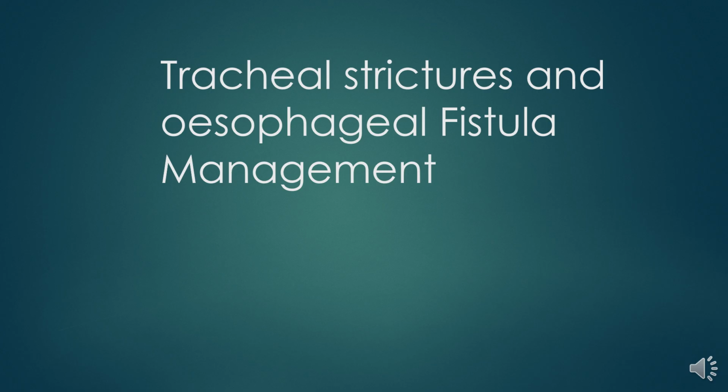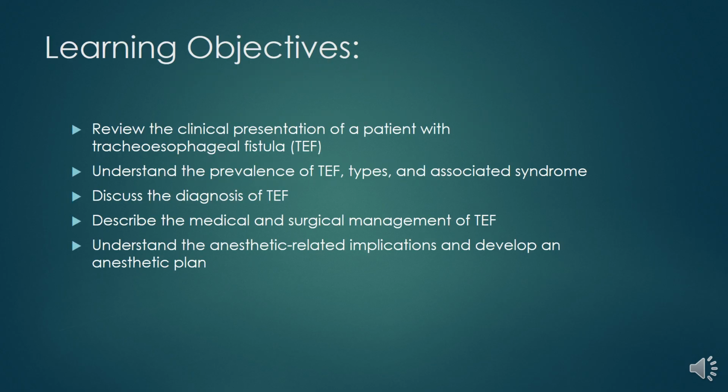Today we'll discuss tracheal strictures and tracheoesophageal fistula and its management. We'll review the clinical presentation of patients with tracheoesophageal fistula, understand the prevalence and types, and discuss the diagnosis of tracheoesophageal fistula. We'll describe the medical and surgical management of this condition, understand the anesthetic-related implications, and develop an anesthetic plan.